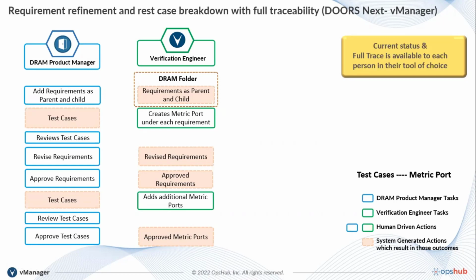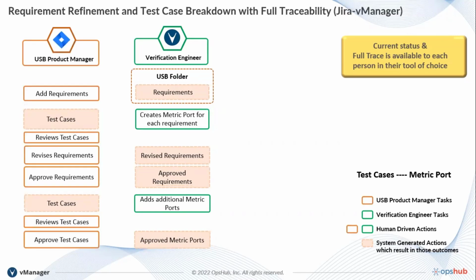The DRAM team, which is in IBM Doors NG, wants full visibility down to test case level, whereas the Jira team just wants to know if all requirements are sufficiently tested and covered or not. For IBM Doors NG and vManager, in the demo we will cover bidirectional integration for requirements and the matrix report. Whereas for Jira and vManager, we will show bidirectional synchronization of requirements with coverage data available in the requirements itself.